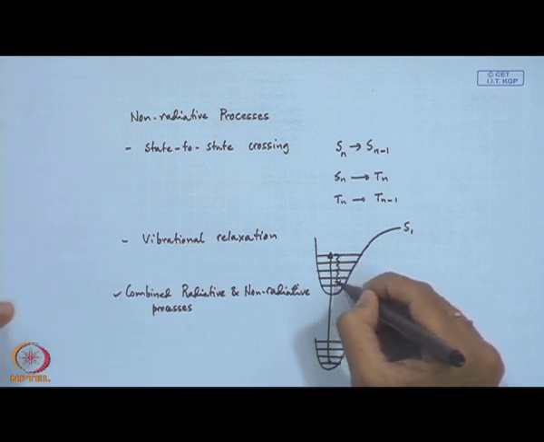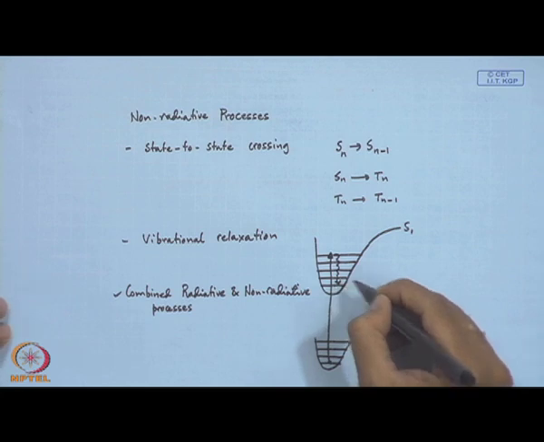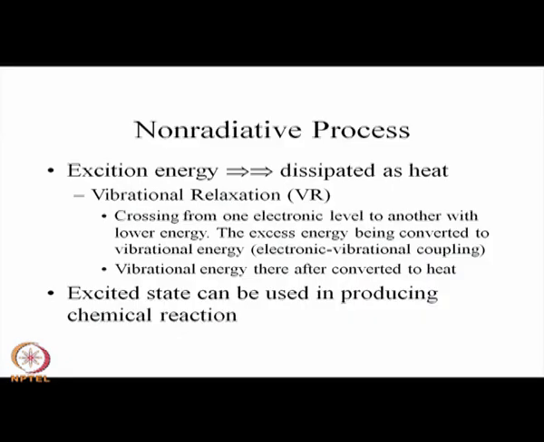Okay. And crossing from one electronic level to another with a lower energy, the excess energy is converted to vibrational energy, electronic vibrational coupling, this excess energy being converted to vibrational energy. So, that also may happen, or vibrational energy thereafter may be converted to heat. So, in both the cases this excess vibrational energy will be converted to heat.